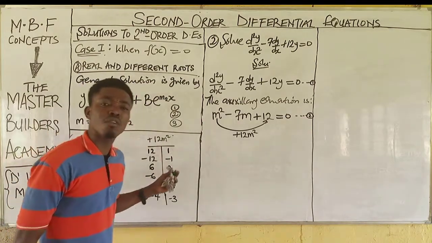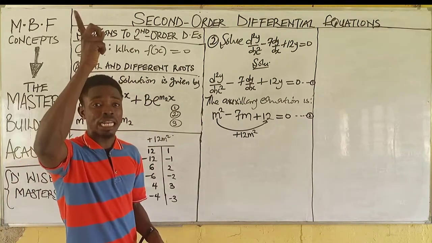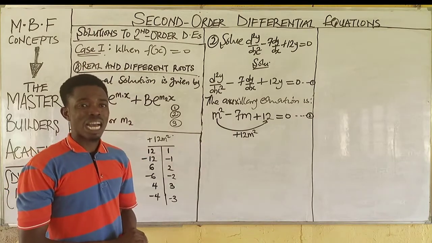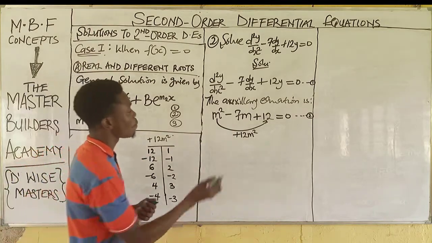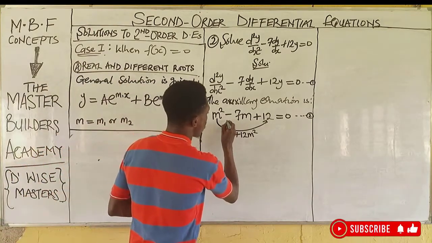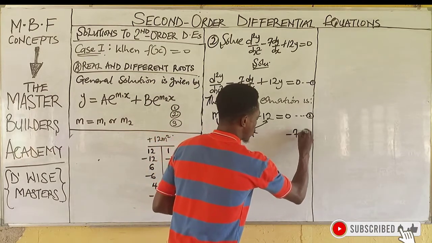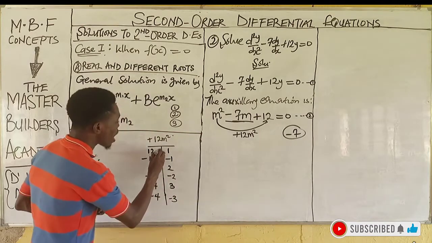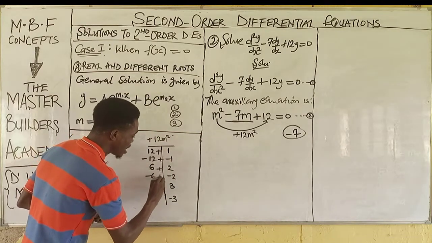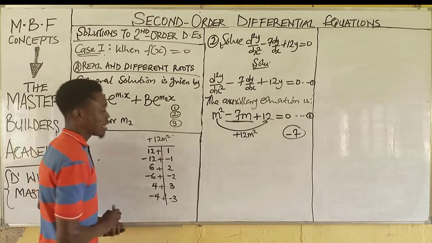Now, among all of these 6 factors, we need only one to solve this equation. And which one do we need? The one whose sum will give us what? The coefficient of the middle term. And the coefficient of the middle term here is -7. So we begin to add all of these together and see the one that will give us -7.